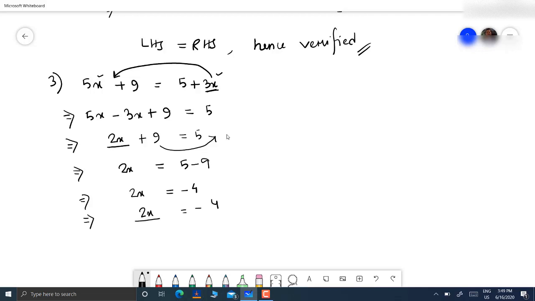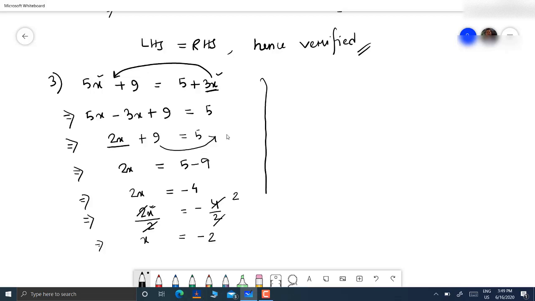Both the sides should be divided by the term which is associated with x. Actually we are trying to make x independent of 2. For that, both the sides should be divided by 2. While dividing both the sides by 2, I got what? x alone on one side. This is x. This is equal to, 2 got cancelled. So result is minus 2. So I got here x is equal to minus 2.